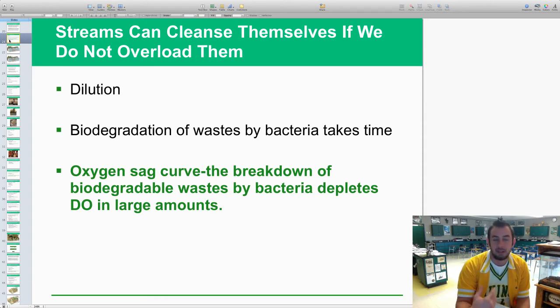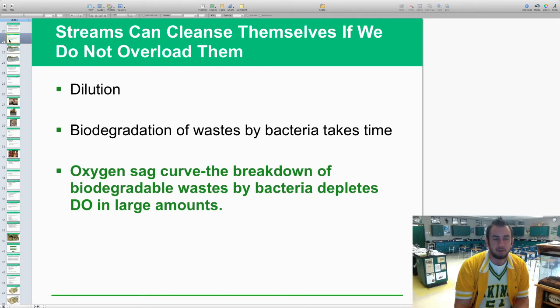So in a given situation, you could have a little bit of pollution added to a lotic system like a river or a stream, and it can dilute because it's moving water, it can move those particles away from one another, and it's very biodegradable. There's lots of waste that bacteria can break down, but it can take some time. So if you overload it with stuff, that degradation or decomposition process by bacteria does take a little bit of time.